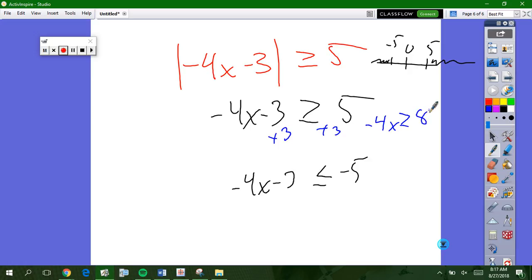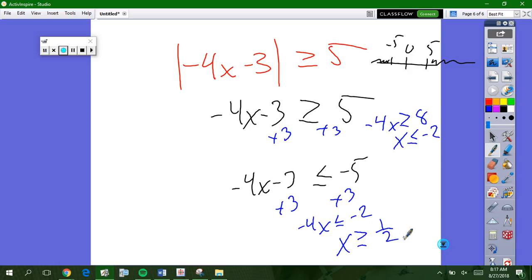What happens here though? We're going to be dividing by negatives. So what does that do? We flip our sign. How about your name? Alex, thank you. Negative 2. Okay. Negative 2 divided by negative 4 would be a half, wouldn't it?